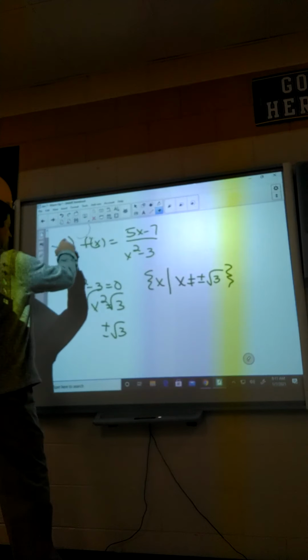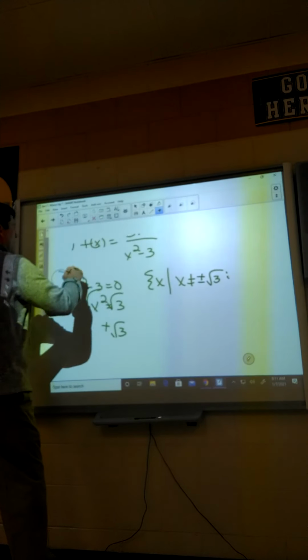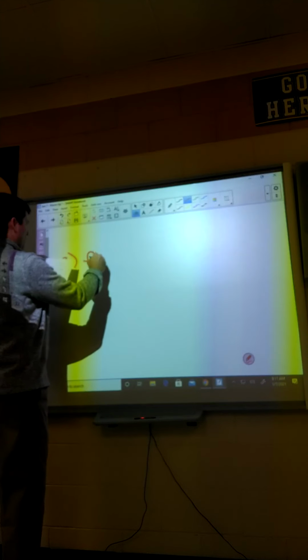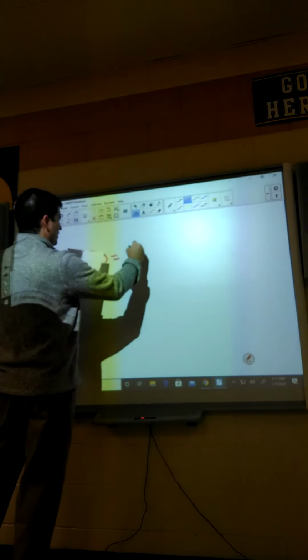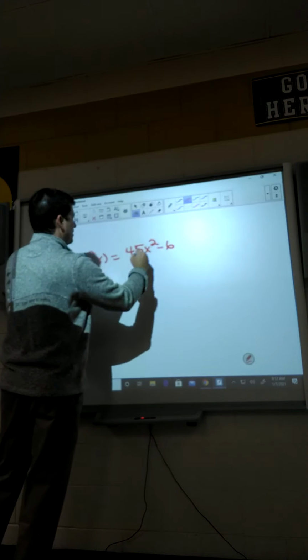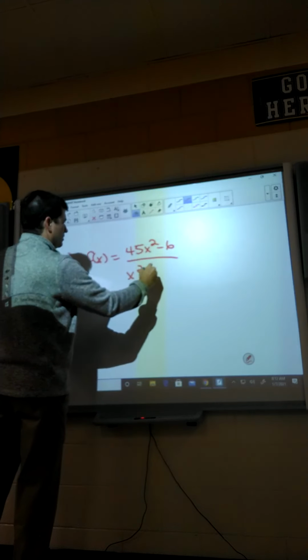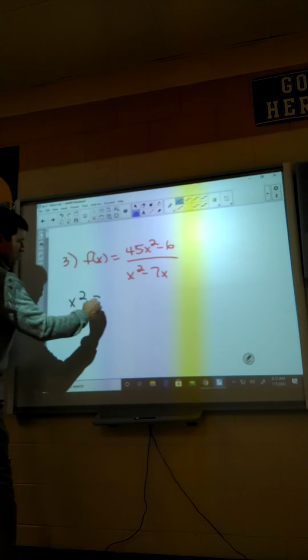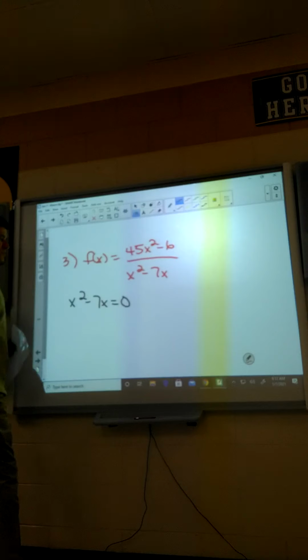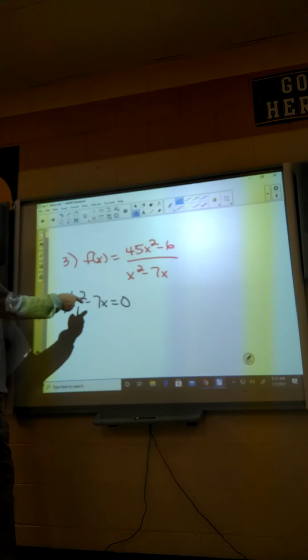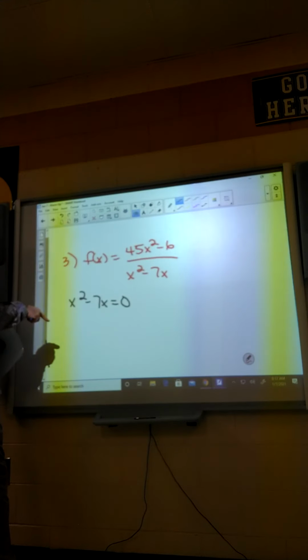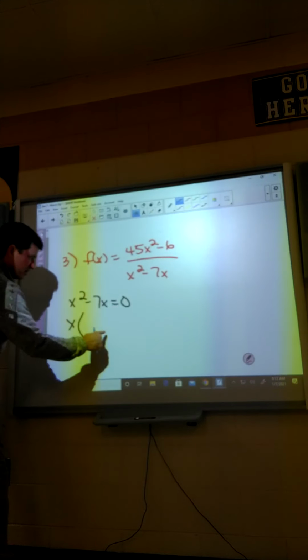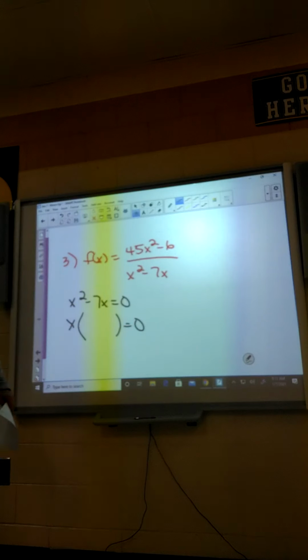All right, now let's go back to 3. 3 is a little different. X squared minus 6. All right, so you set the bottom equal to 0 on number 3. All right, how is this one different from number 2 and number 4? These have an x in common. What did we do yesterday when they had an x in common? Take out an x. All right, see if y'all can finish it up.